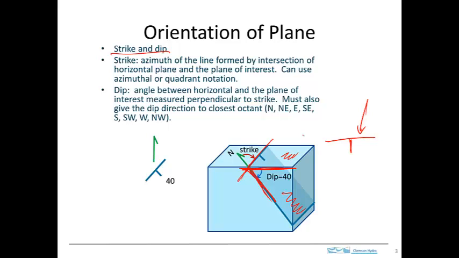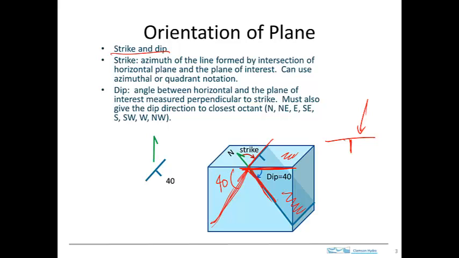So we recognize then that if we describe the orientation of a line, we need the azimuth and the plunge. With a plane, we need the strike and the dip, but we need one more thing. We need to specify the dip direction. That's because if we give the strike and the dip only, then we could also have a plane that was the mirror image of this plane. It would also have a dip of 40 degrees, but it would be dipping in the opposite direction.